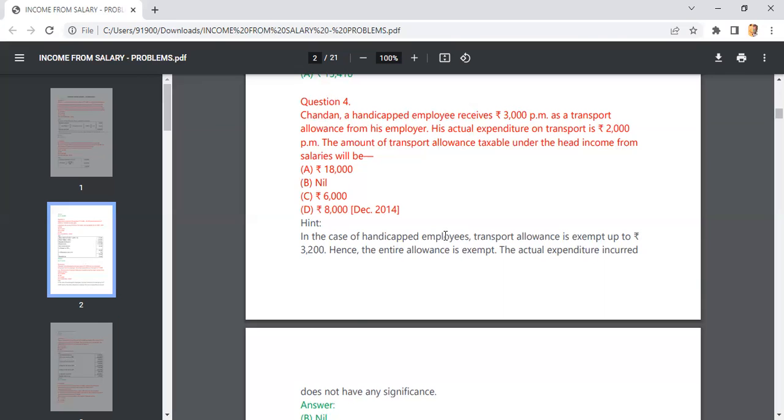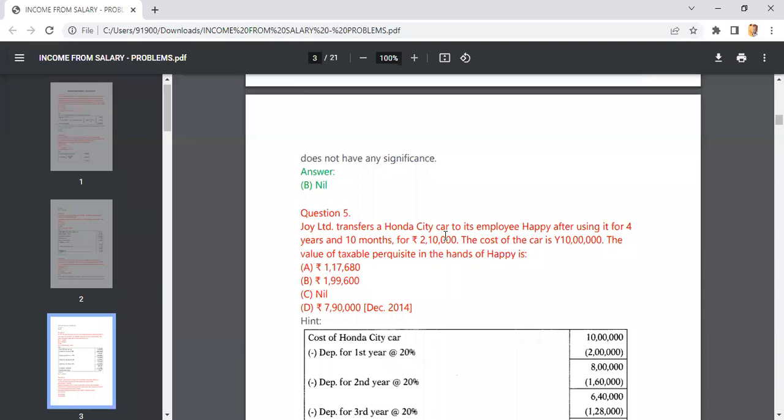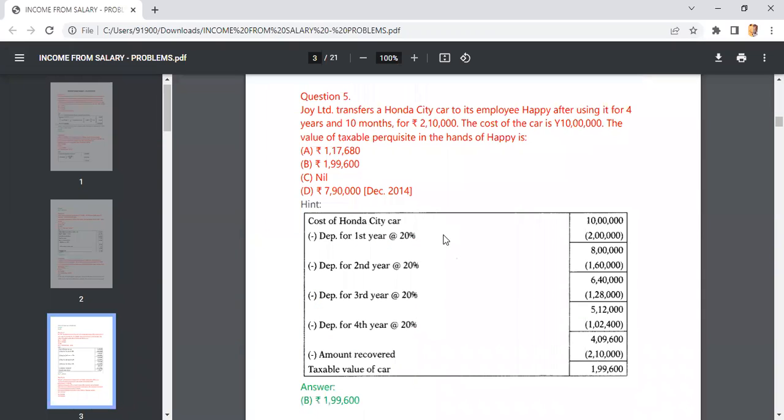Okay? And the next one, here is a simple question again. So Joy Limited transfers a Honda City car to the employee Happy after using it for 4 years. So Joy Limited is transferring a Honda City car to an employee.